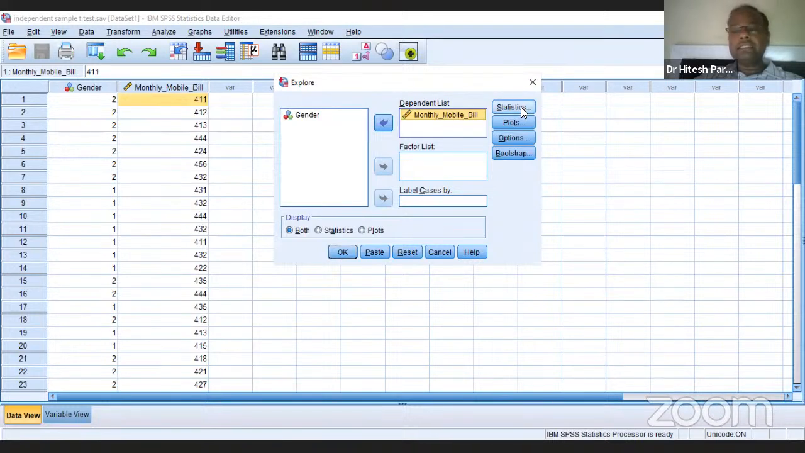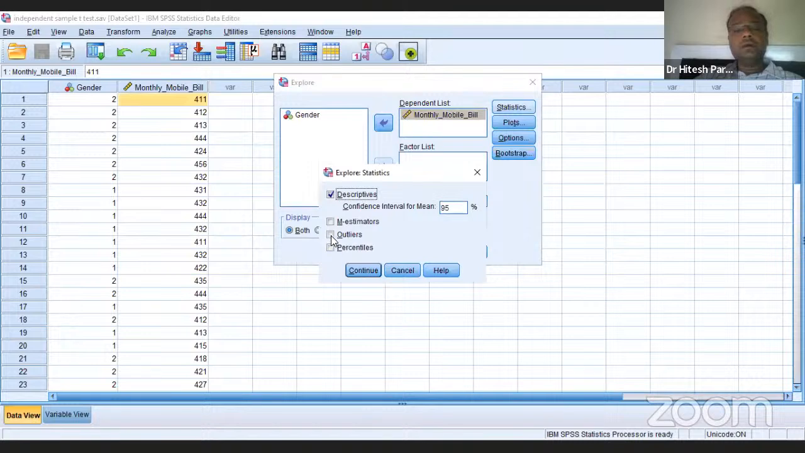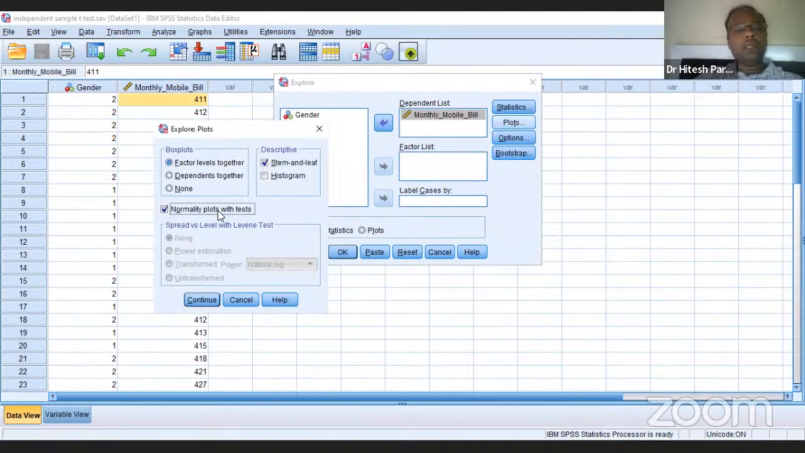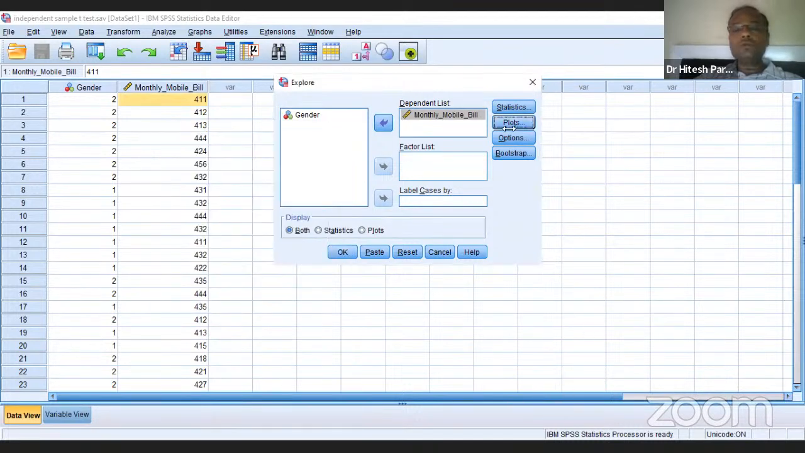Click on statistics. Give a tick mark to outliers. Click on continue. Click on plots. Give a tick mark to normality plot with test. Also give a tick mark to histogram, and continue. Should I press OK, or should I repeat the process?